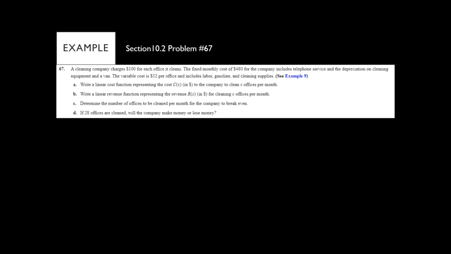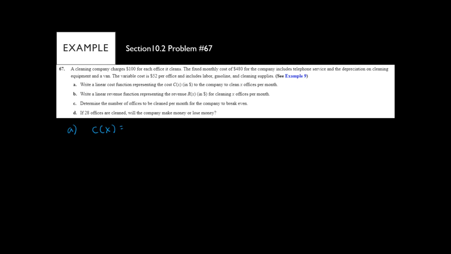Cost function, so we're writing it just for the costs, representing the cost C of X. So the C of X is telling us what variables we're using. For part A, our cost equation is going to be C of X equals something. X is going to be our input value. C, we're using C for cost. And then it says it's in dollars, so it's telling us what units we're using here. So we're writing a linear cost function representing the cost C of X in dollars to the company to clean X offices per month. So we're writing an equation that we can use to determine what our costs are.